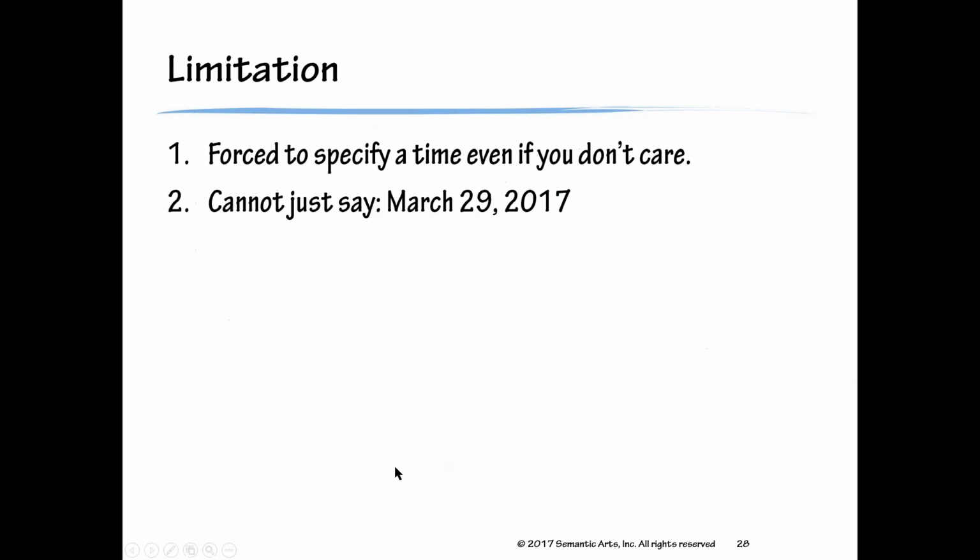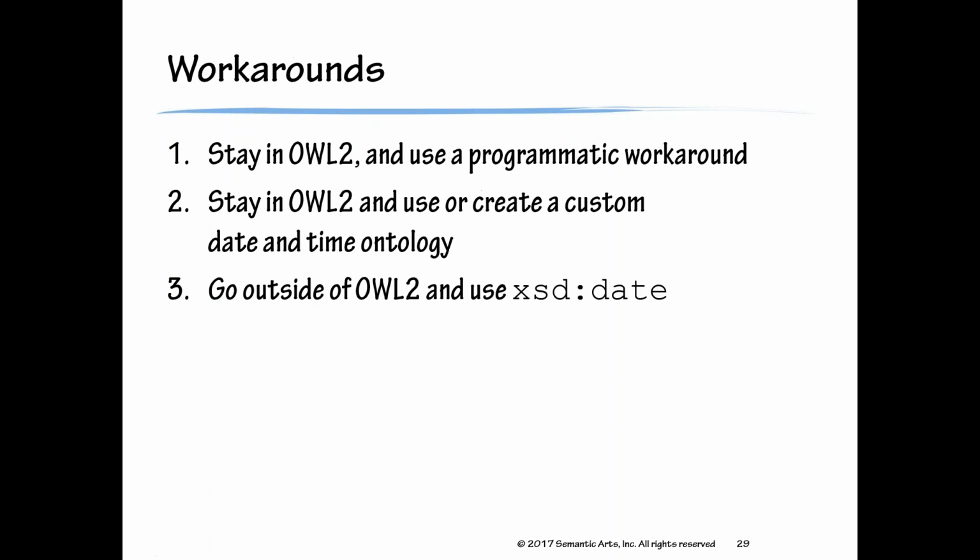So these are examples. So what's the limitation? Well, it forces you to specify a time, even if you don't care, right? So you can't just say March 29th, 2017. And most of the time, that's all you want to say. When were you born? That happens to be my birthday, not the 2017, of course. I'm not a babe in the woods quite yet.